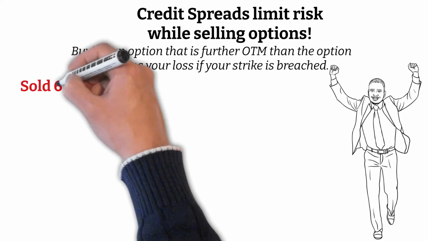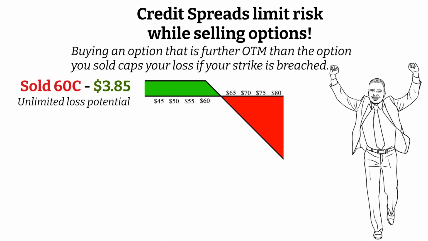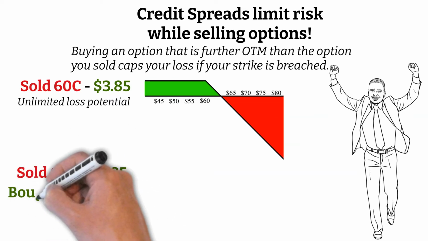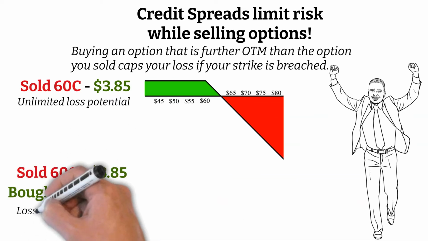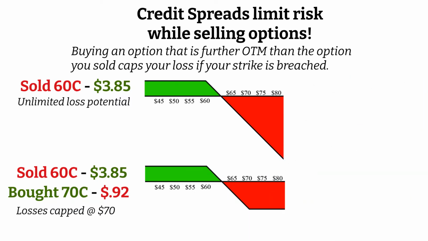For example, if you sell a $60 call for $3.85, since the call is uncovered, you face unlimited loss potential if the price of the stock were to blast through the $60 strike that you sold. Instead, if you sold the $60 call for $3.85 and bought the $70 call for 92 cents, your upside is now protected and your losses have a cap if the price were to rise significantly above $60.